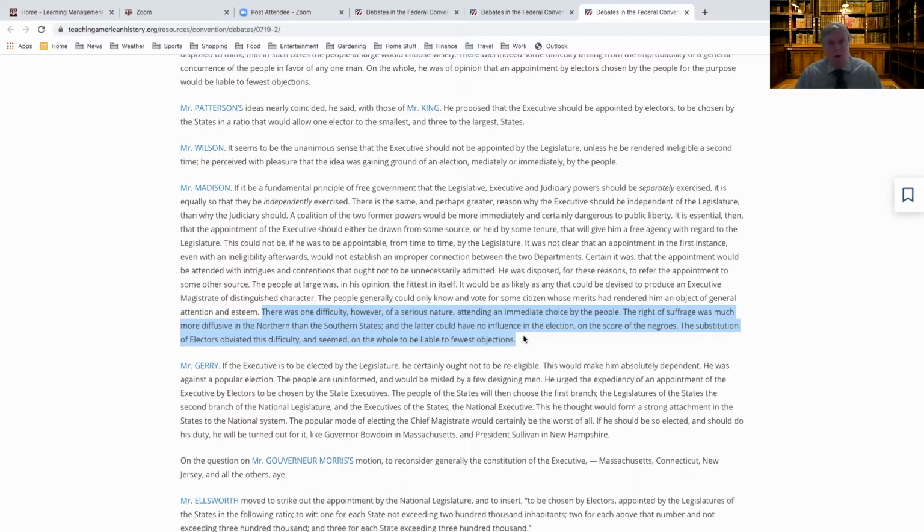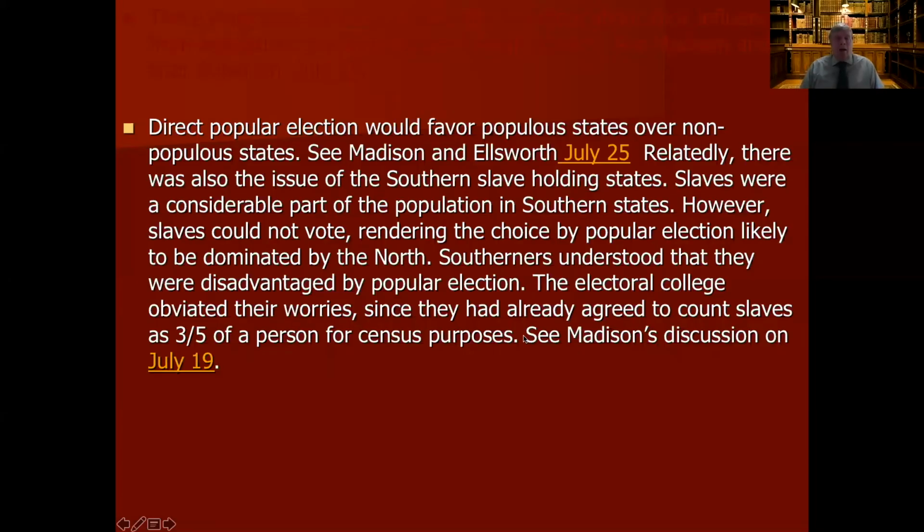So slavery was a big concern here, and the use of an electoral college came about as a result of wanting to satisfy, satiate, if you will, the southern states on account of the population difference between the two regions.